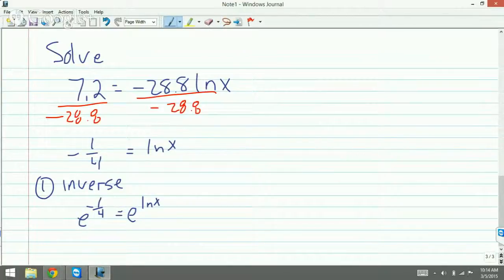What's e to the negative 1/4? Making sure the 1/4 is in parentheses. And then the e is... Yeah, and the e and the natural log cancel. Yeah. Cancel. Yay! Okay. I remember this. Okay. So, can I do this?